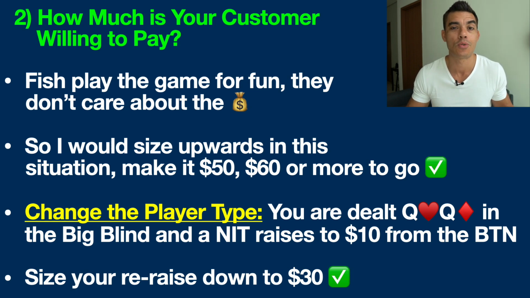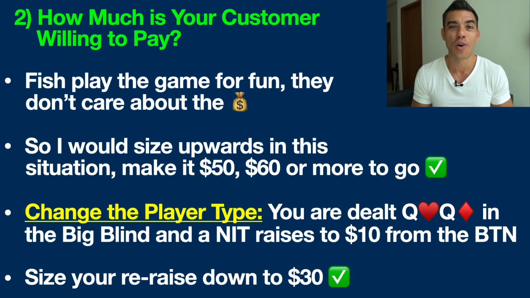Well, guys, this is what I'm talking about, how the situation is completely different in this spot. I would actually size down here. I would probably make it around $30 to go, knowing that this player will not call a bet size of $50 or $60, because it is a completely different player type who thinks about the game in a completely different manner than a recreational player, and therefore we need to adjust our bet sizing accordingly.